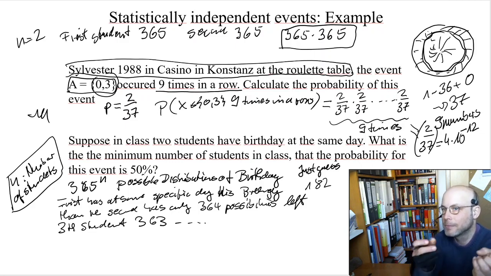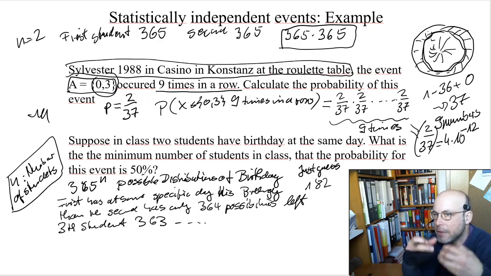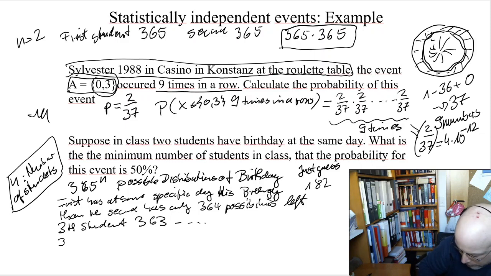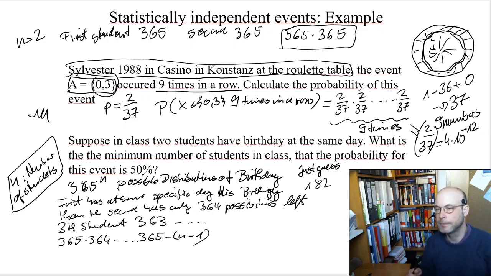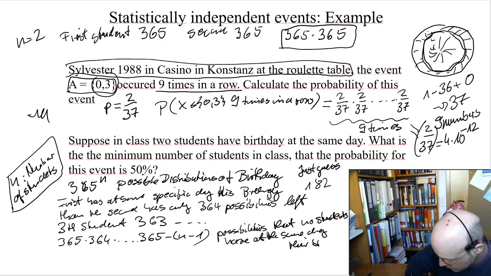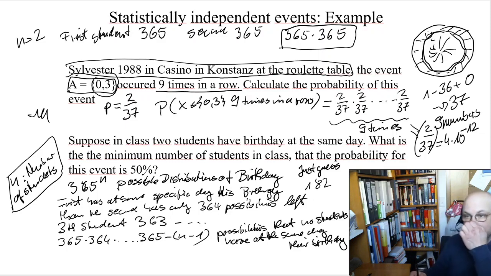So then, if we ask which possibilities are left such that we do not have two students having their birthdays on the same day, then we have 365 times 364 times up to 365 minus n minus 1 possibilities that no students have their birthday on the same day.